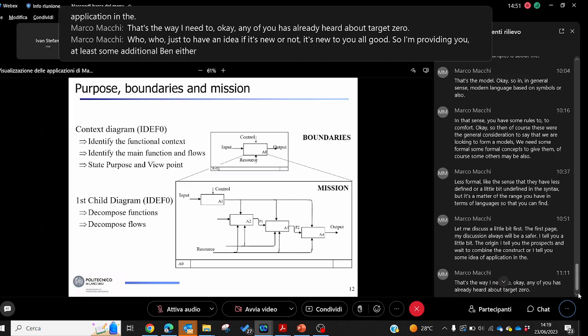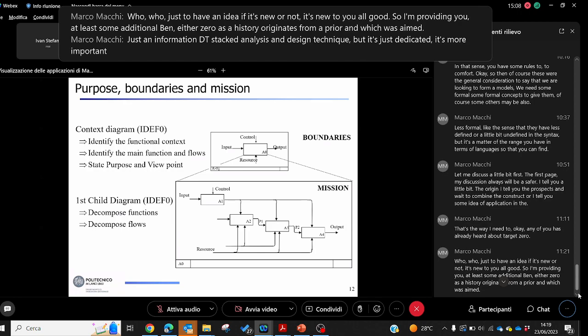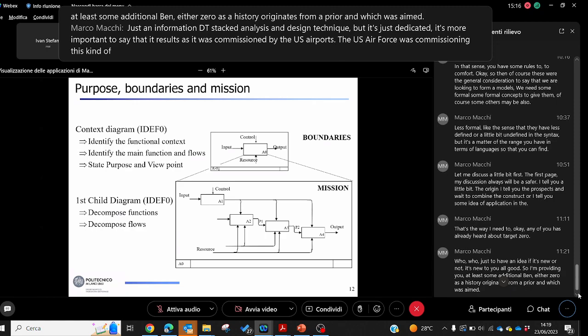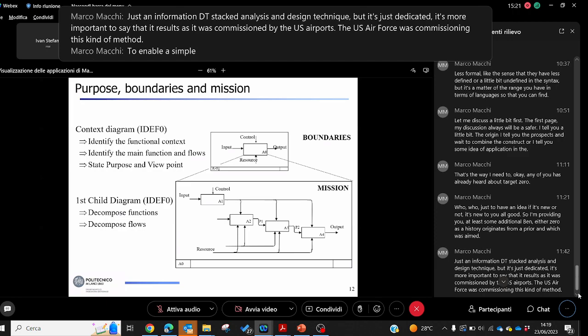IDEF0, as a history, originates from a prior method which was named SADT, Structured Analysis and Design Technique, but that's just a detail. It's more important to say that it was commissioned by the US Air Force. The US Air Force was commissioning this kind of method to enable a simple way to represent activities and, in general, functions. We will talk about functions in an organization, in a complex system.